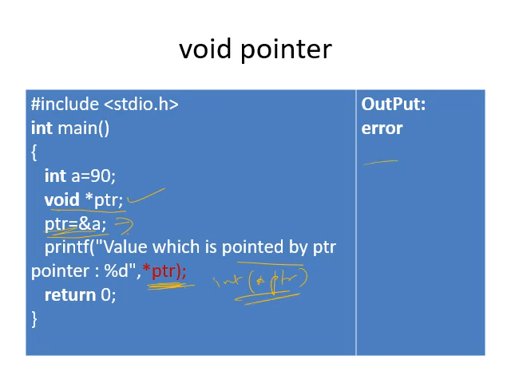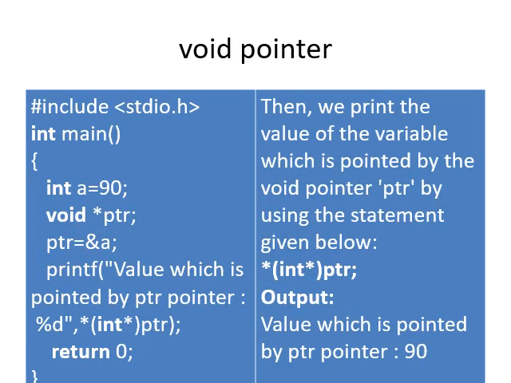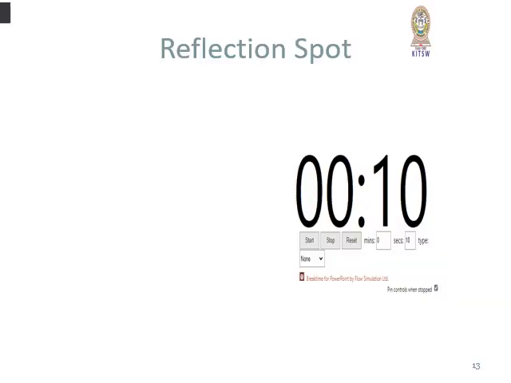So that is an error. If we try to overcome it in this way, we are storing it as int star and then ptr. Here ptr is pointing to an integer variable, so we are doing typecasting. Now this is explicit typecasting, so we are trying to store the address of ptr, and therefore we get the value as 90.